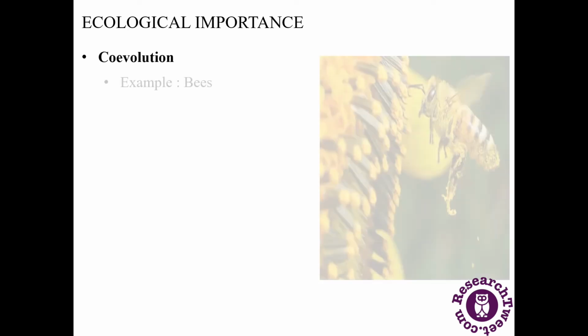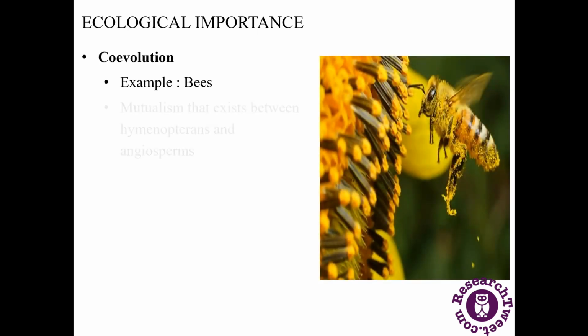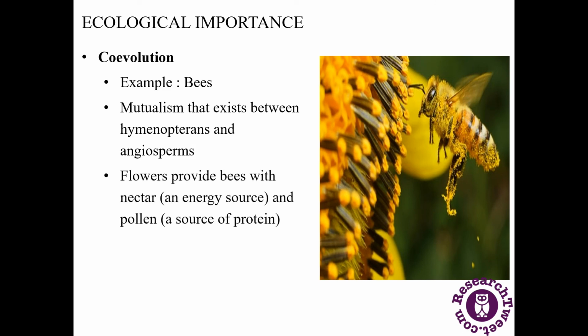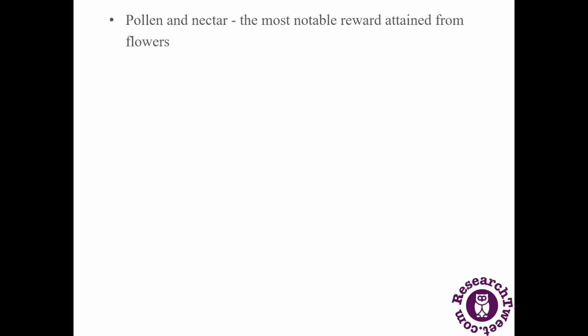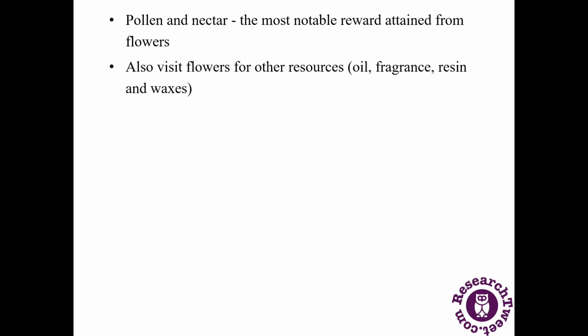Ecological importance: coevolution. Bees provide a good example of the mutualism that exists between hymenopterans and angiosperms. Flowers provide bees with nectar, an energy source, and pollen, a source of protein. When bees go from flower to flower collecting pollen, they are also depositing pollen grains onto the flowers, thus pollinating them. While pollen and nectar in most cases are the most notable rewards attained from flowers, bees also visit flowers for other resources such as oil, fragrance, resin, and even waxes.